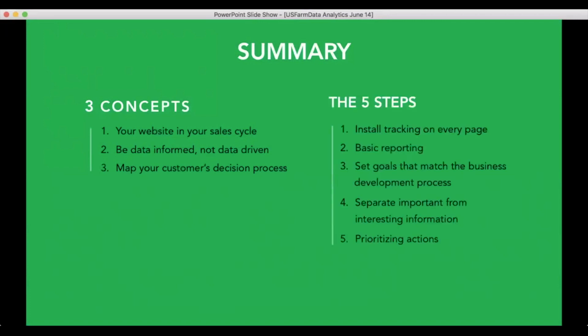And then the five steps to make sure that you get the most lead generation out of your efforts: installing tracking on every page, basic reporting that you set up yourself in a custom report, setting goals to match the business development process, separating important from interesting information, and prioritizing actions. So those are the big ones. And the biggest mistakes that I see are really these. When it comes down to it, the thing holding most people back is they're taking too many actions based on incomplete information. They're not set up so that they have complete information.